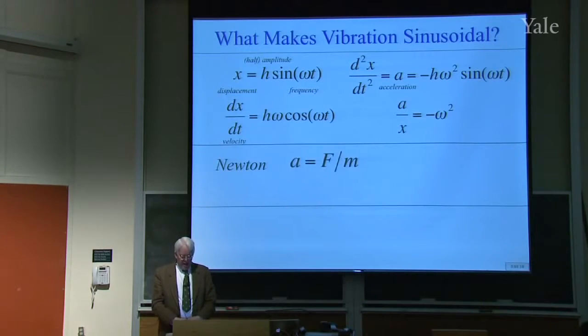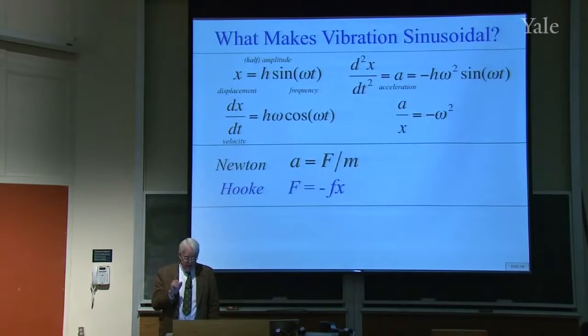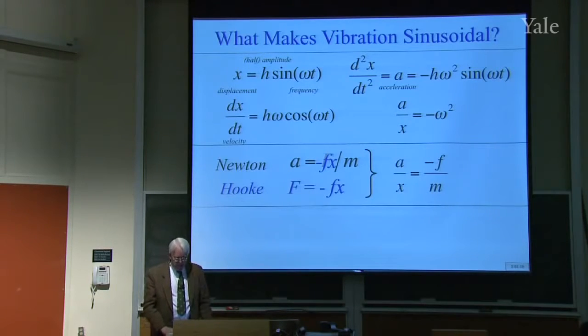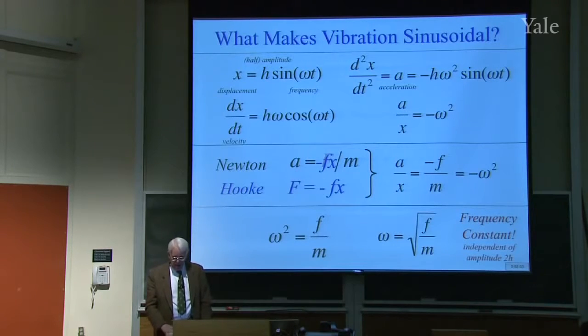Now, Newton said that acceleration is force over mass, and if things are obeying Hooke's law, then the force is proportional to the displacement. And that means we can substitute in Newton with the force minus Fx, right? And we get that A over x is minus F over m, and A over x we already knew is minus omega squared. And that means that the frequency squared is how strong the spring is, if it's Hooke's law, divided by the mass, right? Or if we take the square root, the frequency is the square root of the force constant divided by the mass. So the frequency then is interesting.